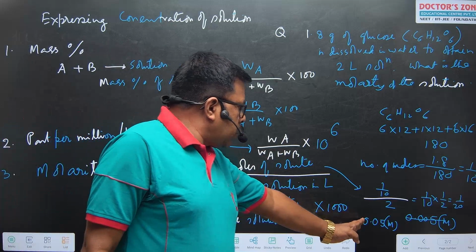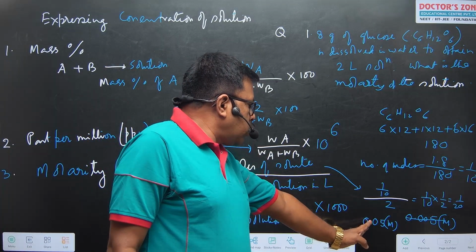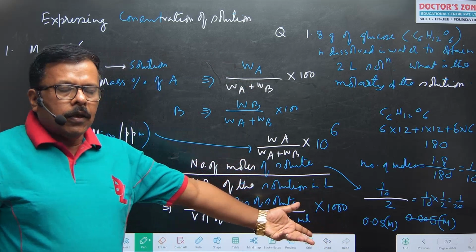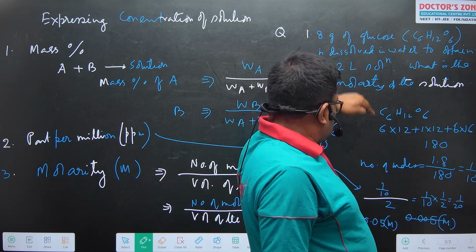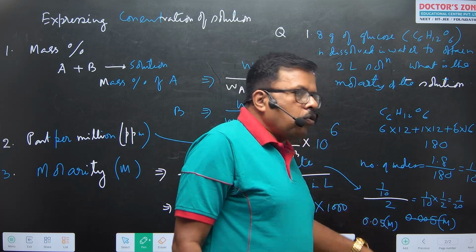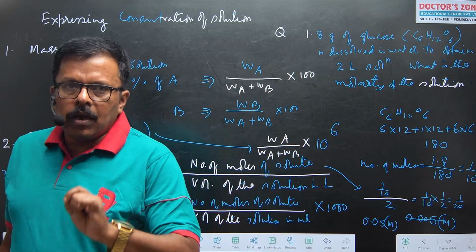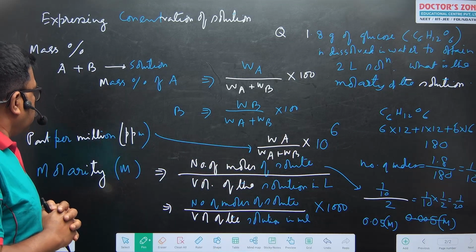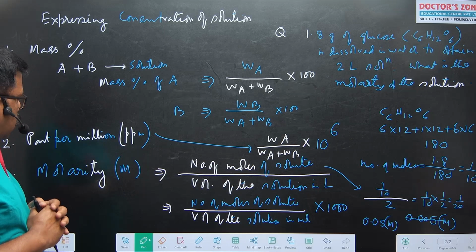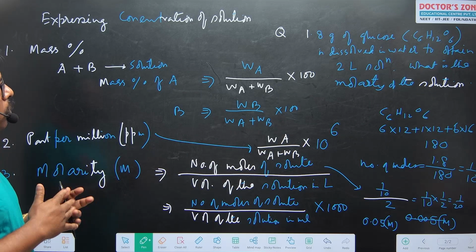So suppose what is the meaning of this 0.05 molar solution? What is the meaning? It means that 0.05 moles of glucose is present in 1 liter of the solution. Okay, so next, suppose I'm going to the next page.